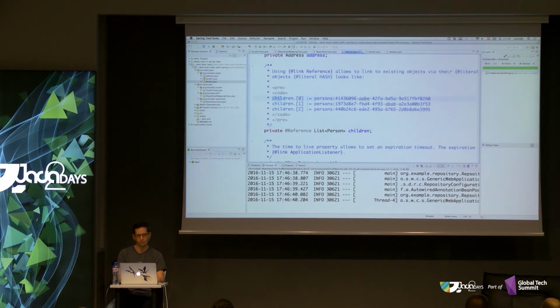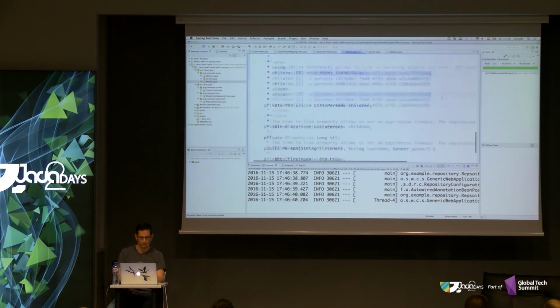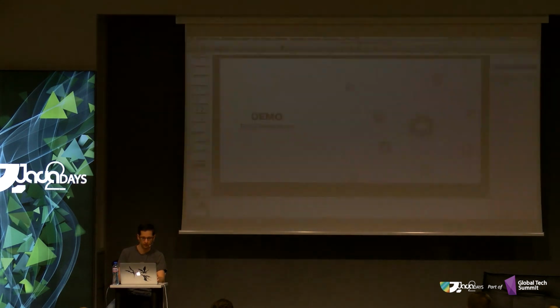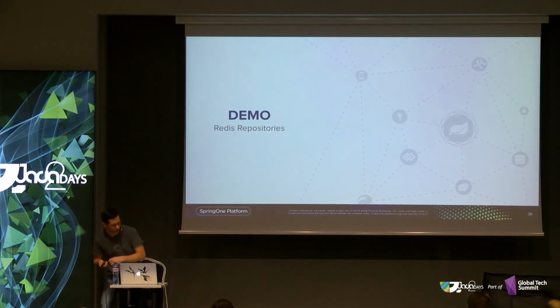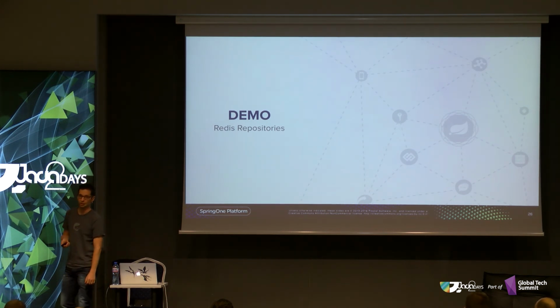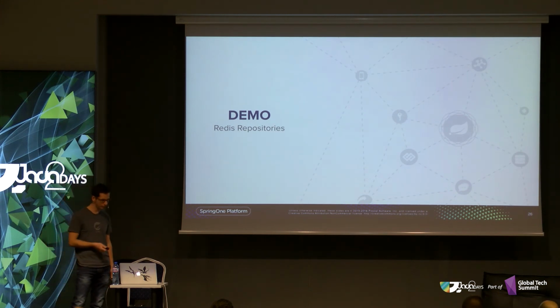So this is what it looks like when you do it. It just creates a list and then just points to the key of the referenced object. Okay. Few more minutes left. That's basically what the Redis repositories are doing. We are evolving those a little bit and trying to make them faster and more efficient.